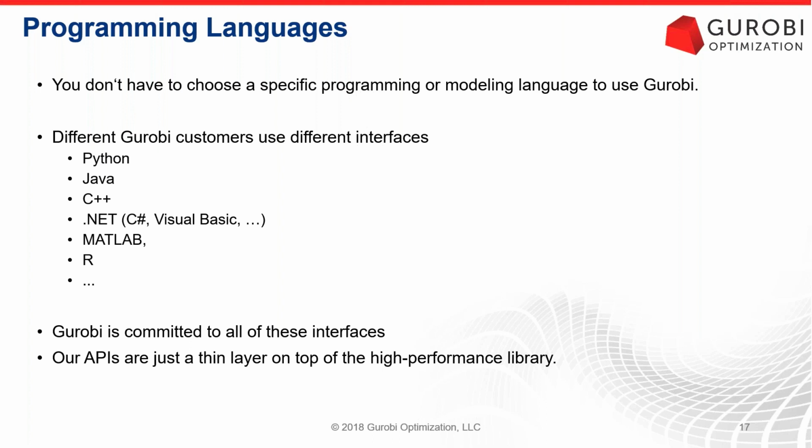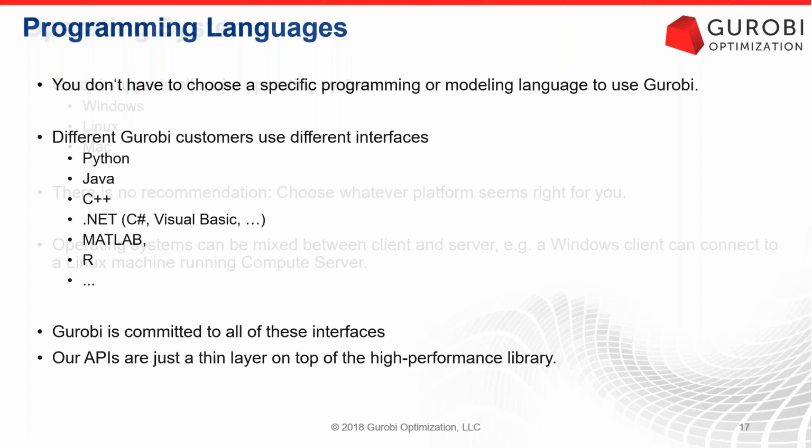So from our perspective, if you prefer Python, use Python. If you prefer Java, use Java. Or if you prefer .NET or whatever, use .NET. So go for whatever works best for you. Gurobi is really committed to all of these interfaces. So there is not a first or second class citizen language. We really support every language, and the performance should be very close to the same for all programming languages.